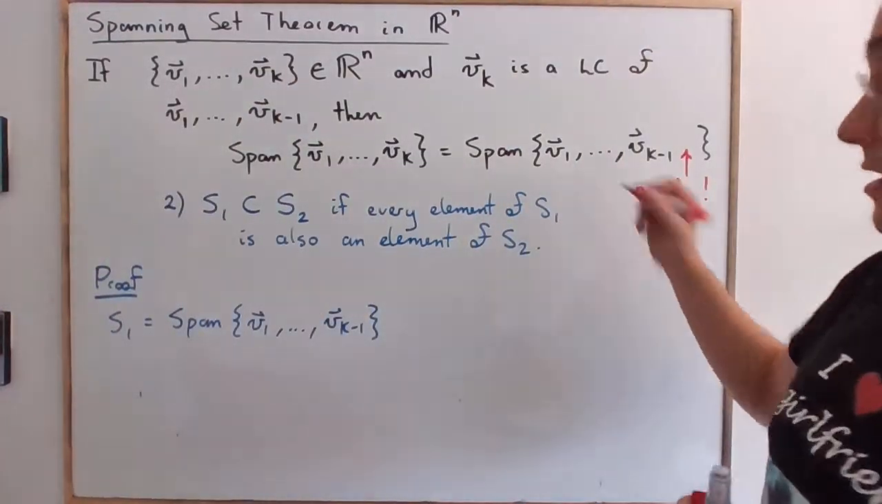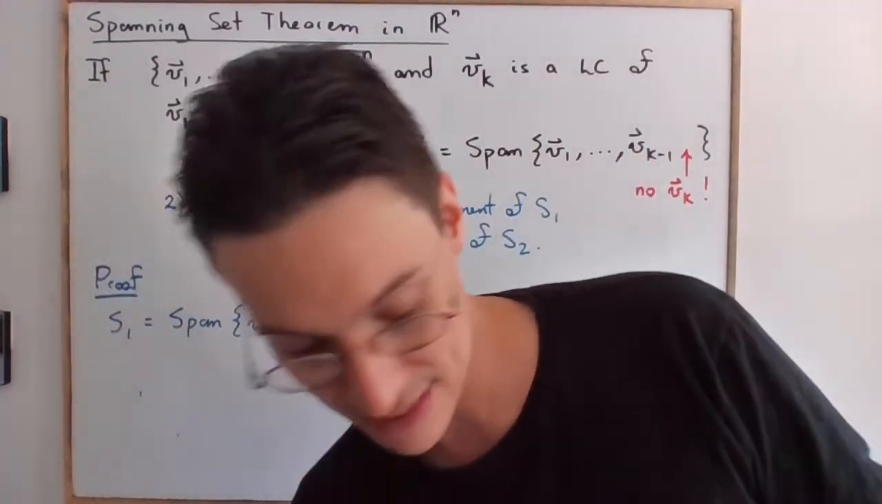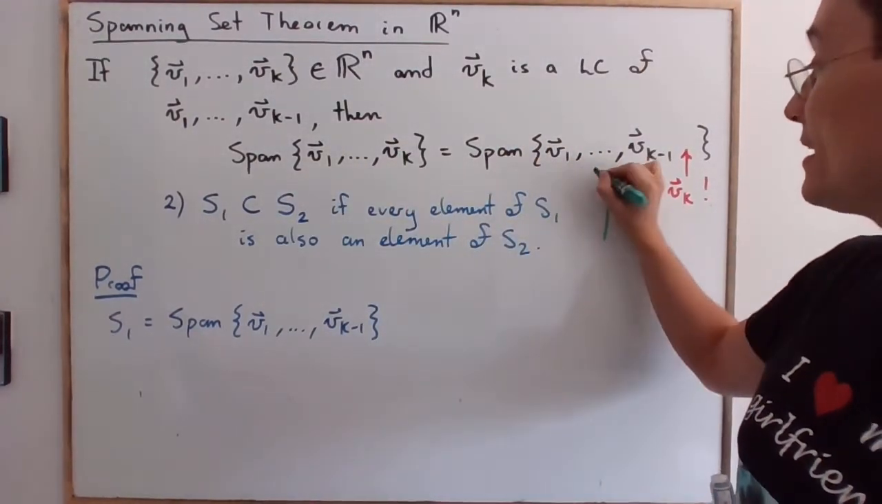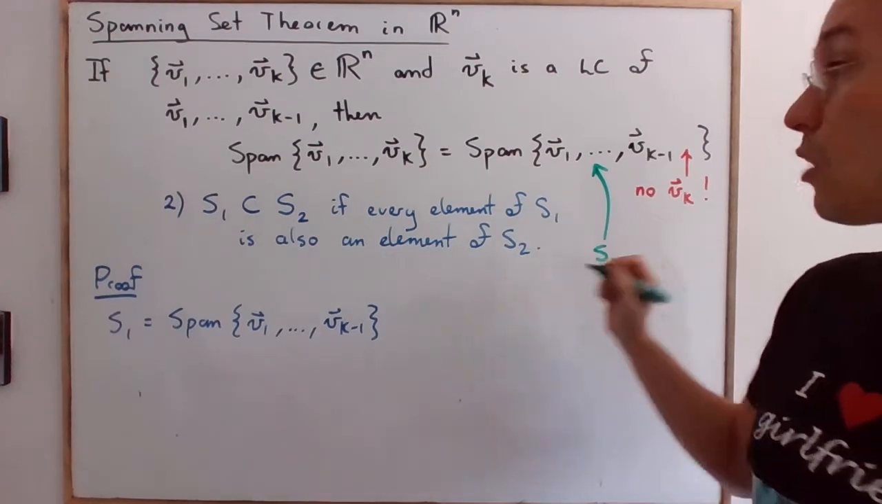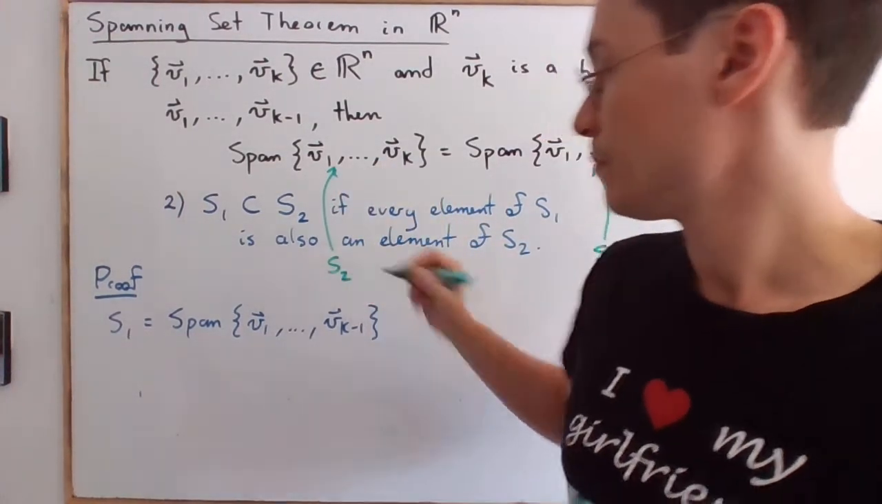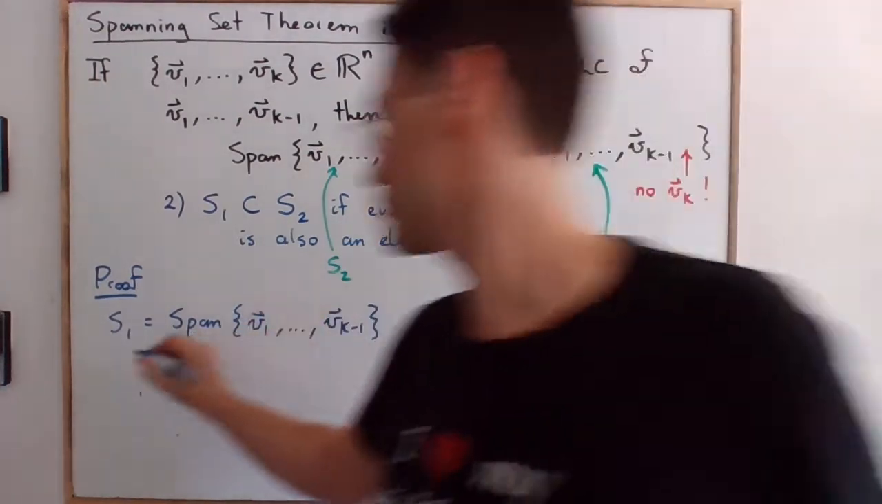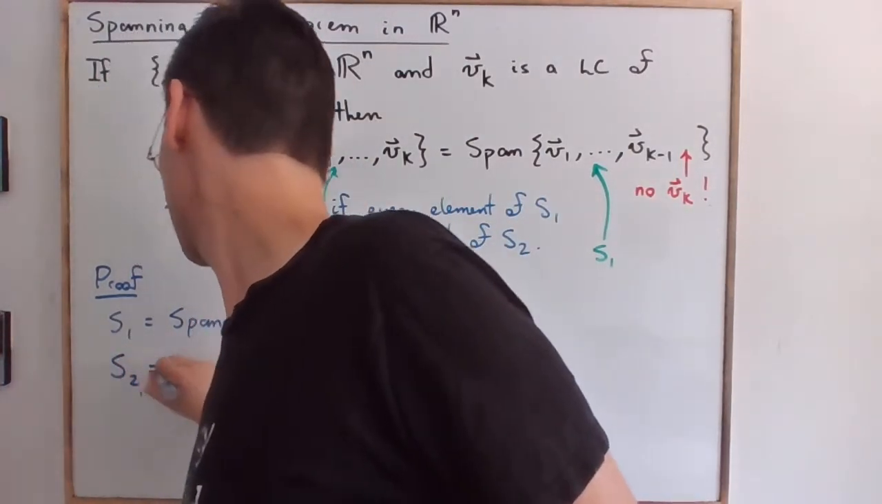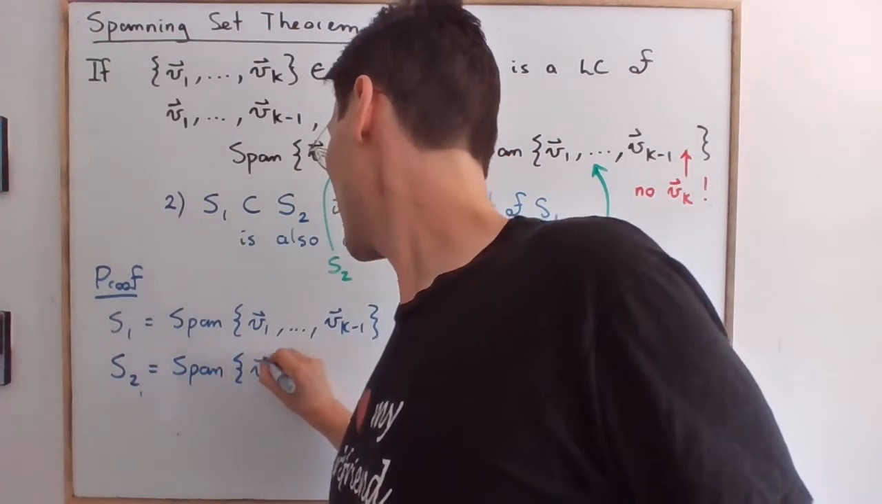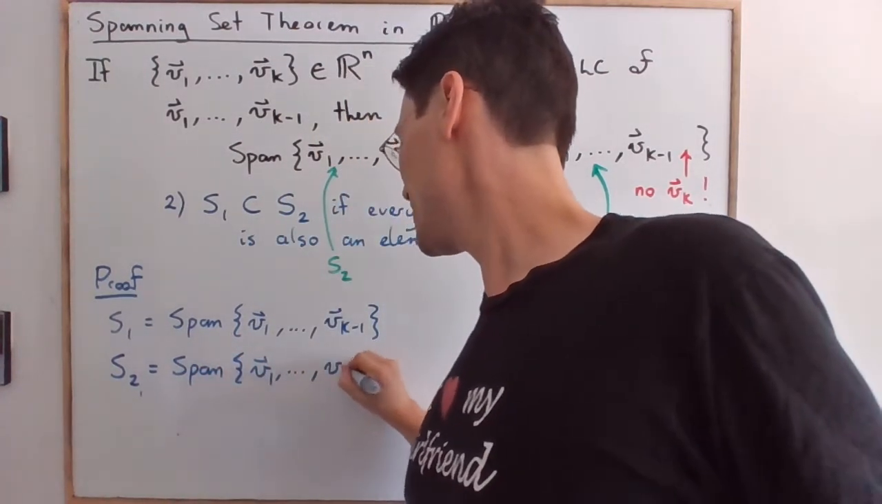Okay, so just to let you know, I'm going to choose another color. Let's say green. Green is perfect. So this set here is the set that I'm calling S1. And I will call this set S2. So S2 will be the span of V1, ..., VK.